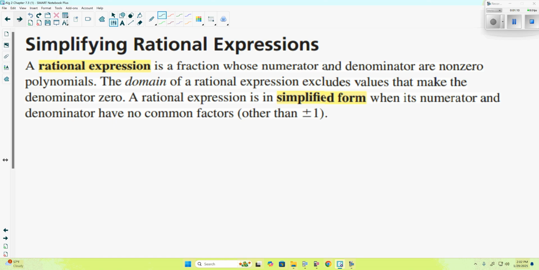We can't have that division by 0, which is nothing new. We've had that. We've been told that for years. We can't divide by 0.